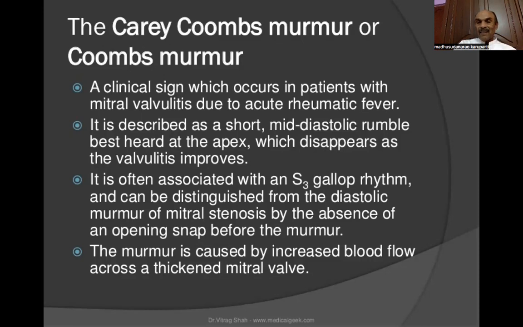See, this is the functional murmur. Because of the edema of the mitral valve or the ring, there is narrowing of the mitral valve orifice that results in a mid-diastolic murmur without pre-systolic accentuation. This is because of the increased blood flow across the thickened mitral valve. And this disappears once the edema subsides with steroids.